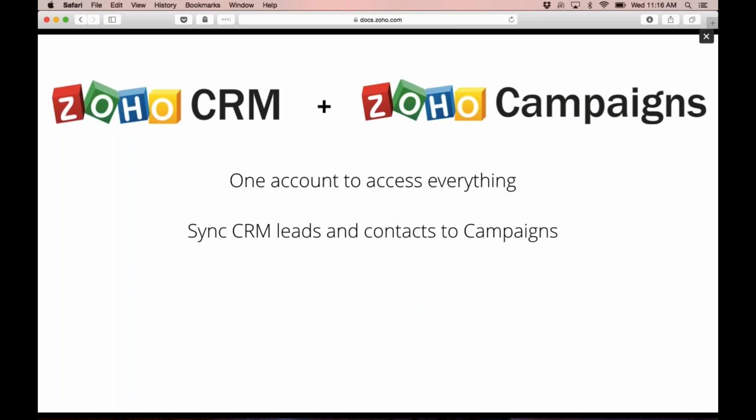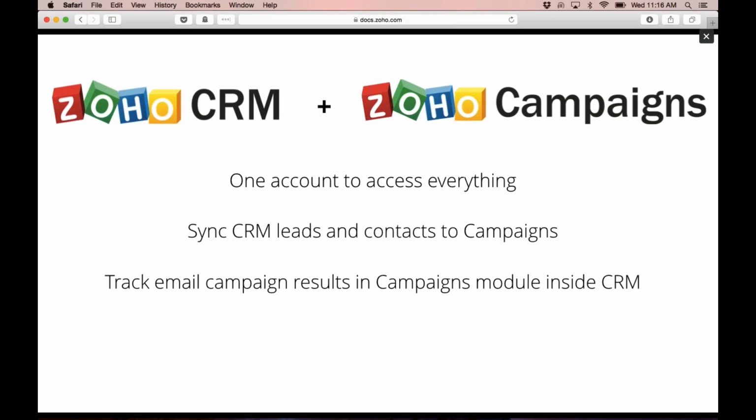You're able to sync your CRM leads and contacts to Zoho Campaigns, and this is a standard integration you see with CRMs and email marketing software, basically taking CRM data and moving it to an email marketing application where you can then send emails to them. But you also get something that's really cool, and this is what is really unique: you can track email campaign results inside the campaigns module within Zoho CRM.